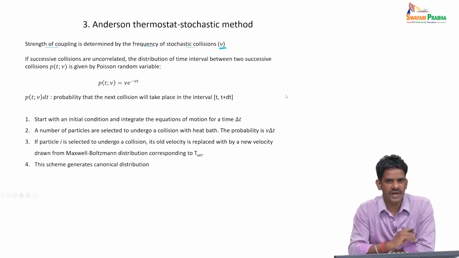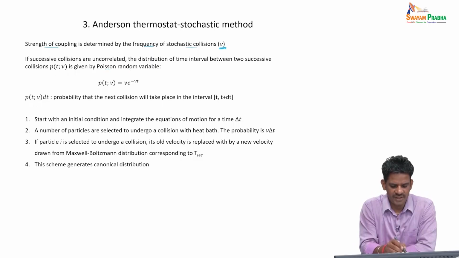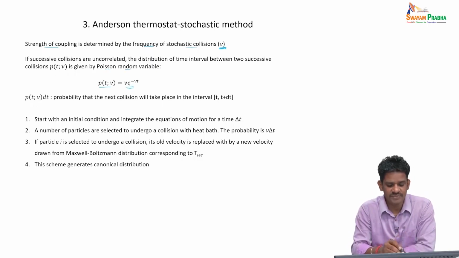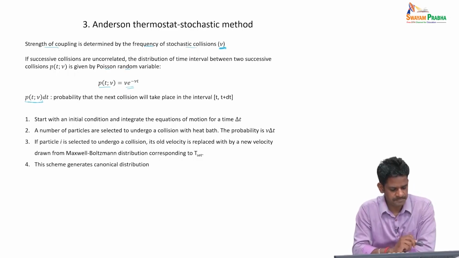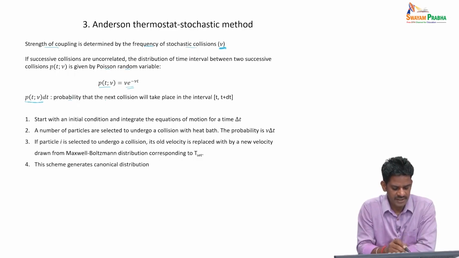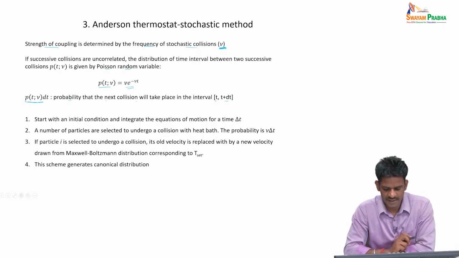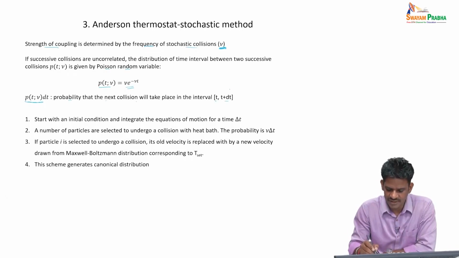Now if you look at it, these successive collisions are uncorrelated, so the time interval between subsequent collisions follows a Poisson random variable, given by this exponential function, nu times e to the power minus nu t. What this means is, this probability P of dt is basically the probability that the next collision will take place in the interval t to t plus delta t, or dt. So this dt is nothing but the time step.